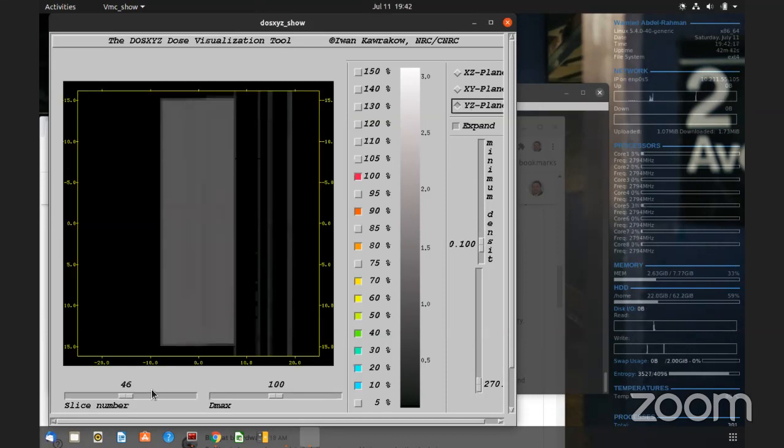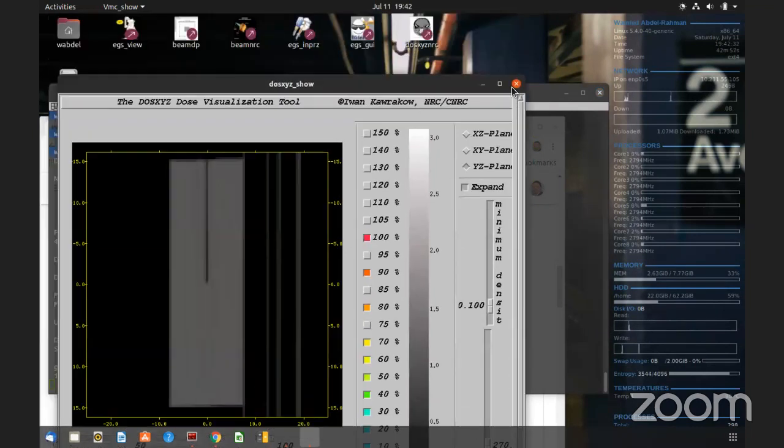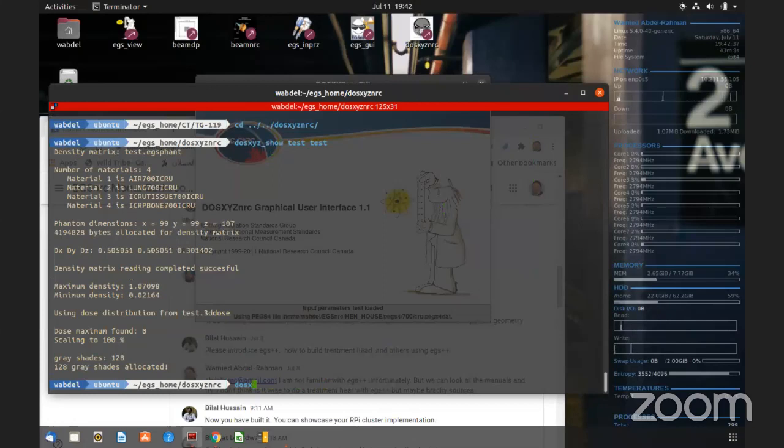We tried this, see if it is there. Of course we have 100 particles, but I ran a simulation, and let me show you what I got. XYZ show, TG119.